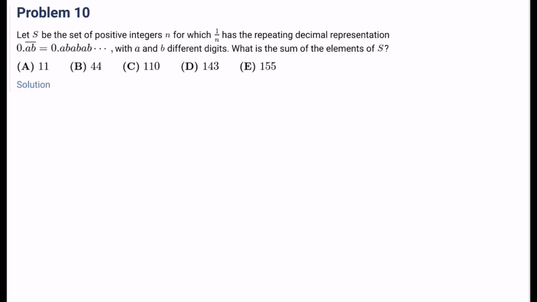Number 10, let S be the set of positive integers n for which 1 over n has the repeating decimal representation 0.ab bar, 0.ab, ab, ab, like that, with a and b different digits. What is the sum of the elements of S?